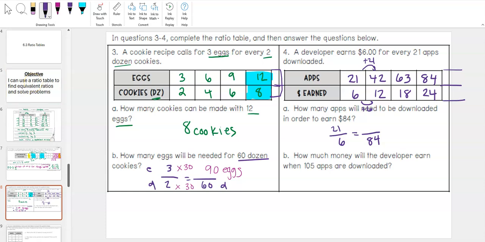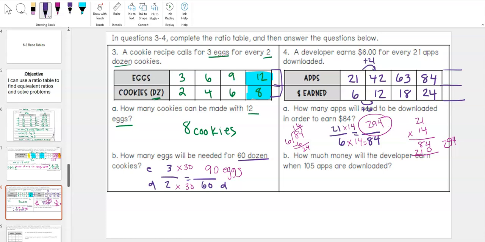So you can see that I used some long division here to figure out that 6 goes into 84 14 times. Then I'm going to multiply 21 by 14, so I did that over here, and I got 294. So I need 294 apps to make $84.